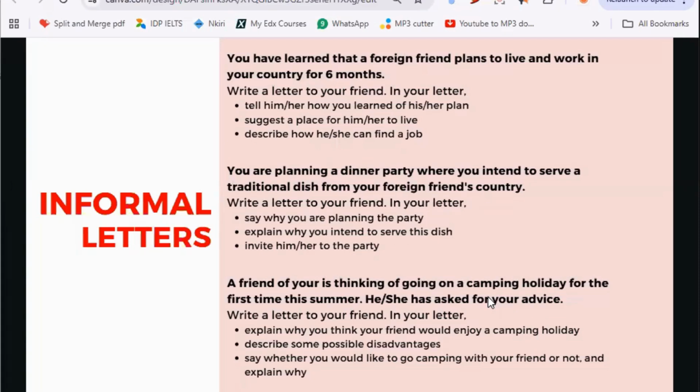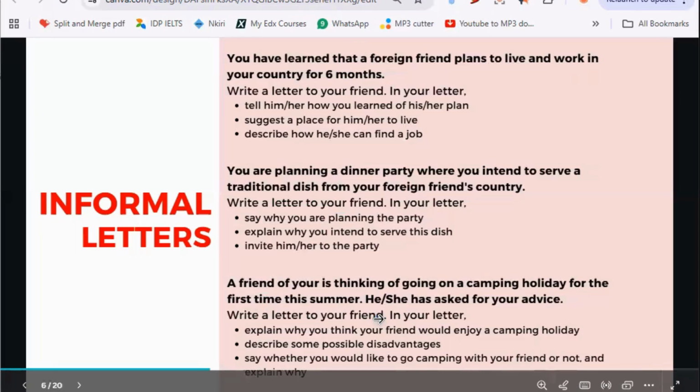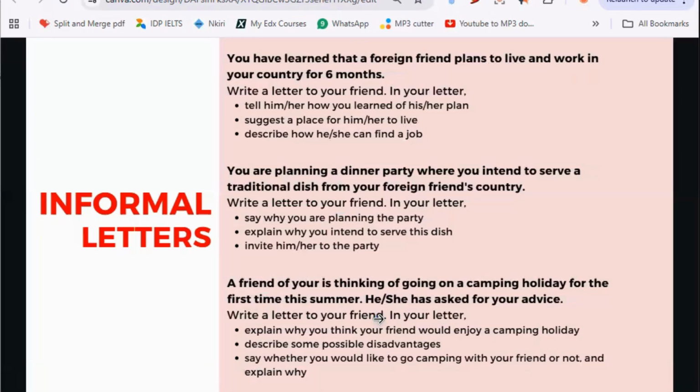That's very good. So we have informal letters. These are letters, like I said earlier on, that you write to your friend. Okay? Your friend. They are going to say it clearly. You will see it at the beginning of the letter: write a letter to your friend. That one is very easy to figure out as an informal letter. Anytime you see write a letter to your friend, just know that you are writing an informal letter.